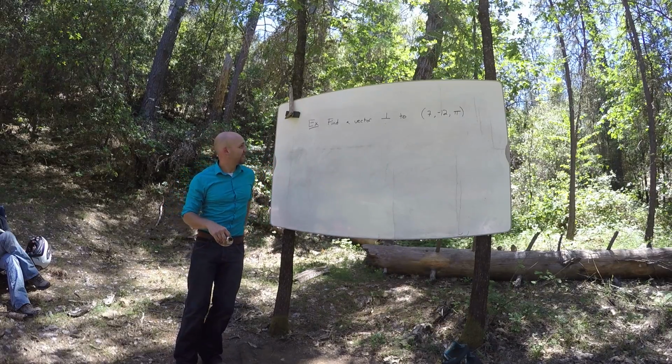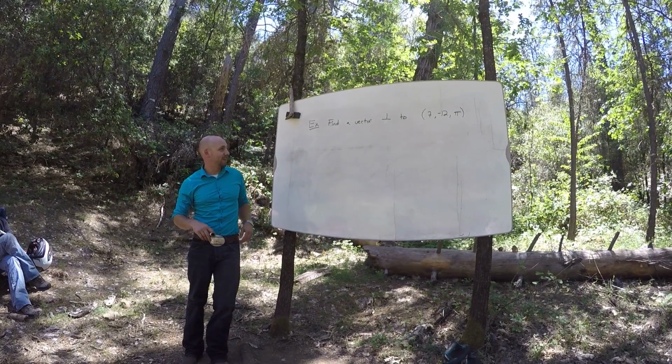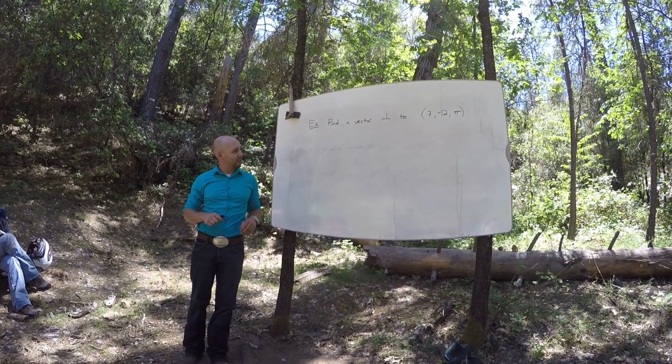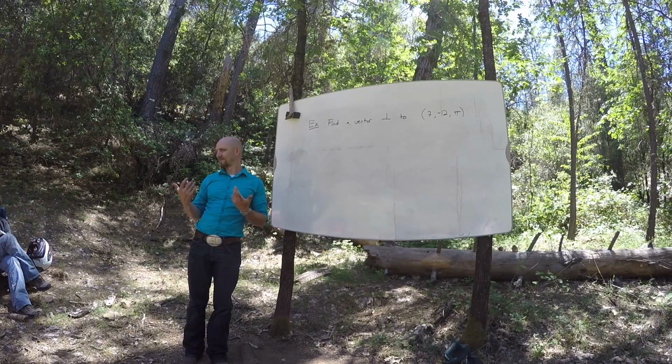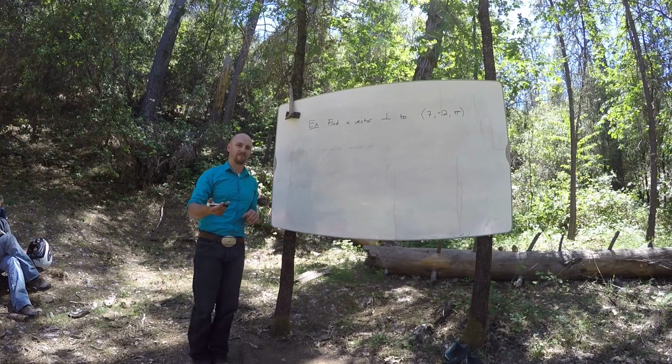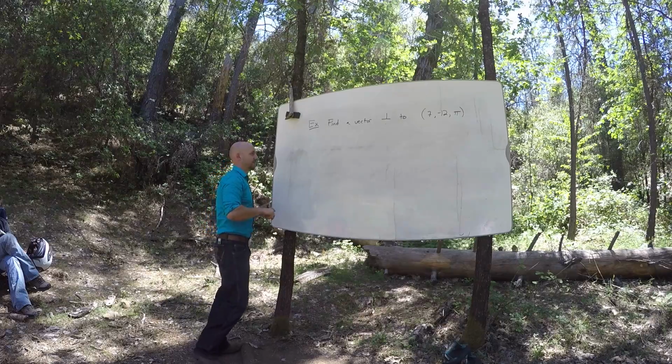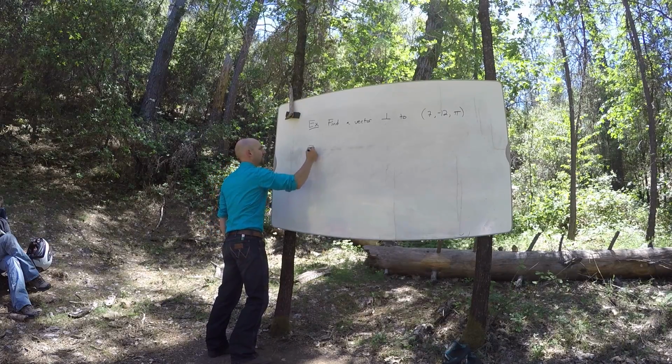All right, let's see if we can find a vector perpendicular to 7, negative 12, pi. How would you do this? Multiply a vector u1, u2, u3 by that and set it equal to 0. So take your 7, negative 12, pi, right?